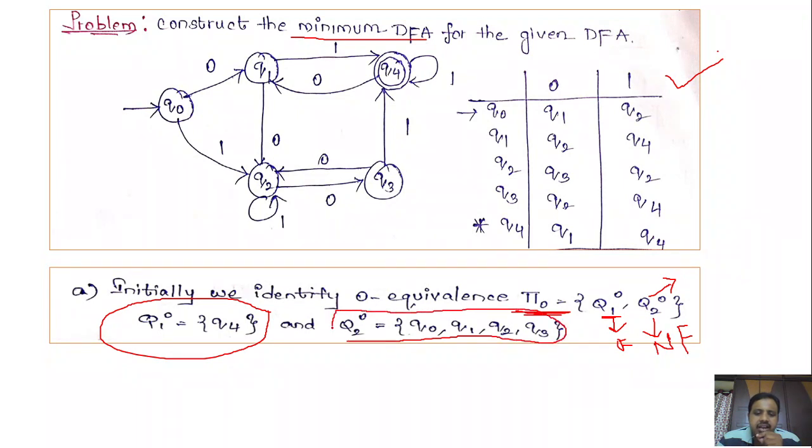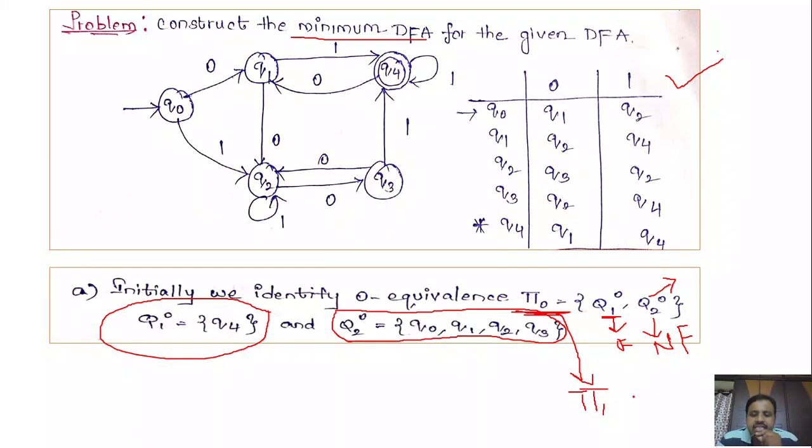So very simple. What we have done is taken the pi naught and separated the states in the DFA into two categories. Category 1, or set 1, is the set of final states, and the next is the set of non-final states. That is the pi naught. From this pi naught we have to construct the pi 1. So how do we construct the pi 1?